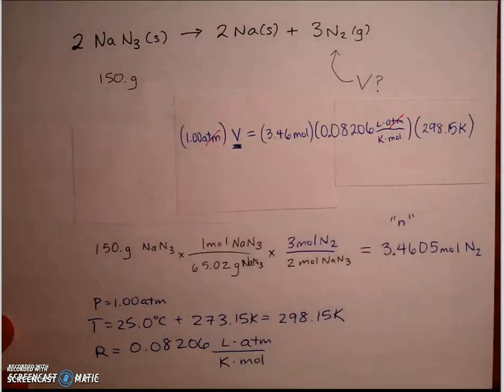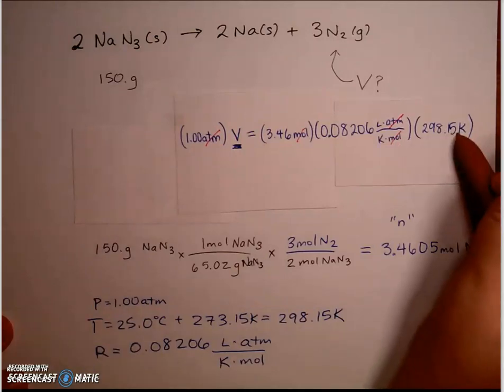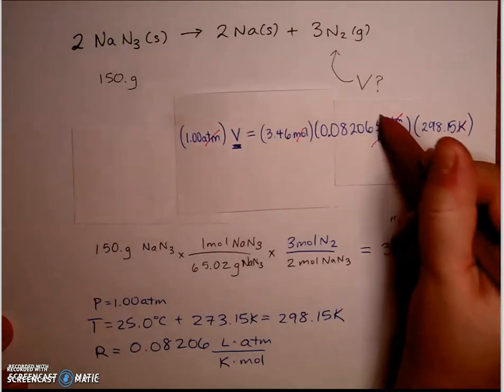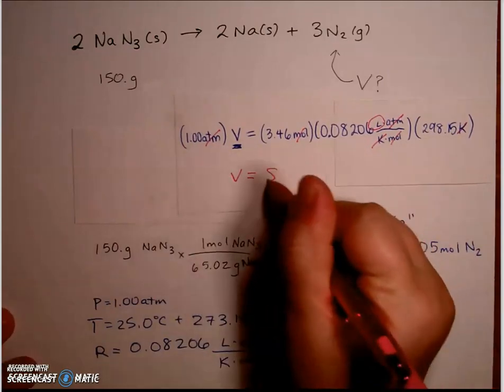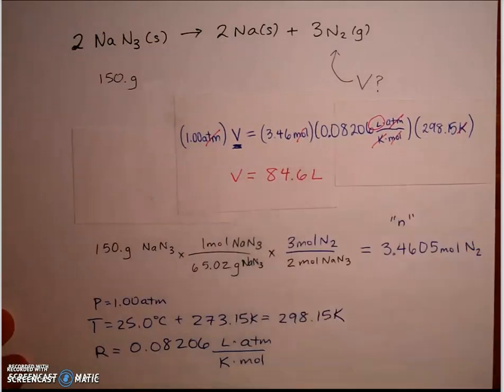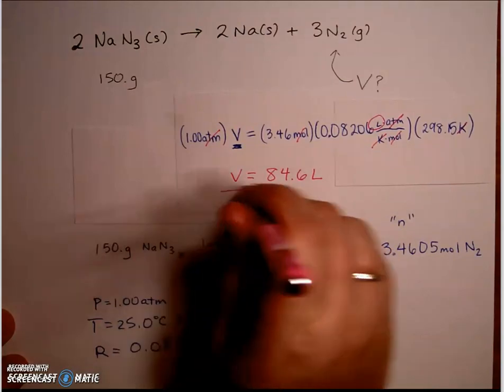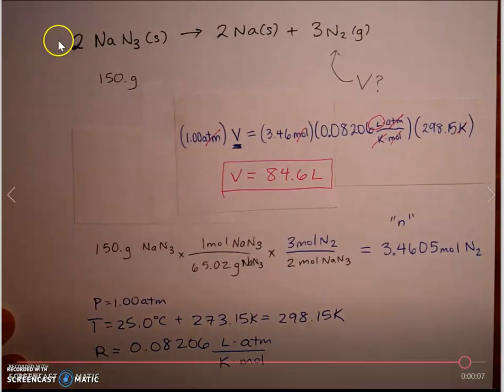Let me cancel units. And my final volume answer will be in liters. Divide both sides by 1 atmosphere, and the solution we get is 84.6 liters of nitrogen that are produced from this reaction.